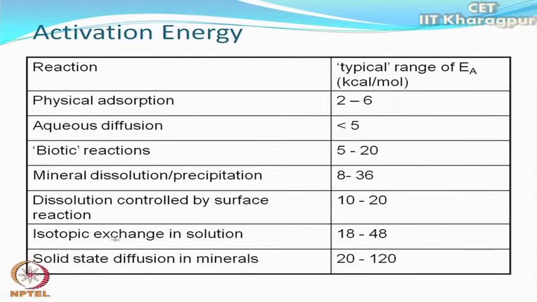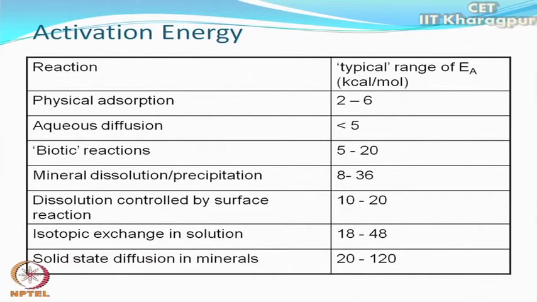kilocalories per mole. Isotopic exchange in solution phase: suppose you have ROH, an alcohol, and you want to exchange the hydrogen with deuterium, then that isotopic exchange would require 18 to 48 kilocalorie per mole. Solid state diffusion in mineral, because this diffusion occurs in the solid phase, requires more activation energy, 20 to 120 kilocalories per mole.